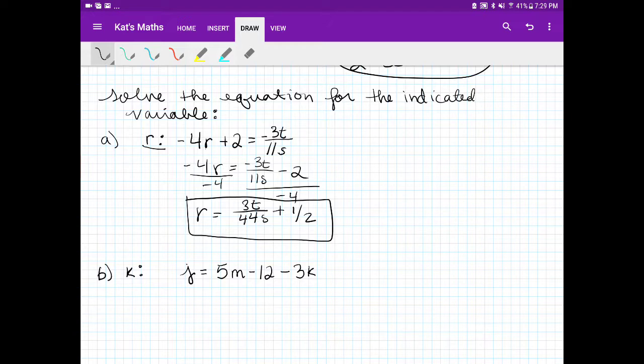And so that you can see the intermediate step that I kind of avoided, we're dividing, which is the same as multiplying by 1/4. So that 1/4 distributes in, and you end up with 3t over 4s plus 1/2.